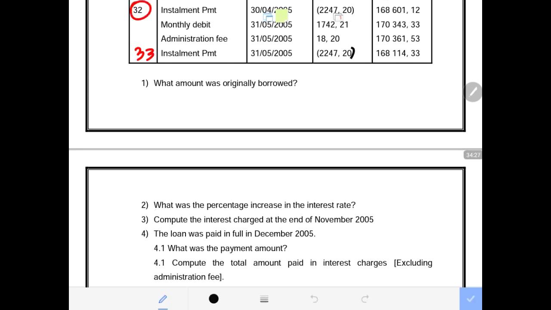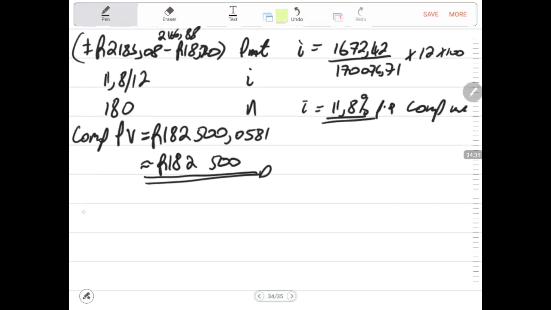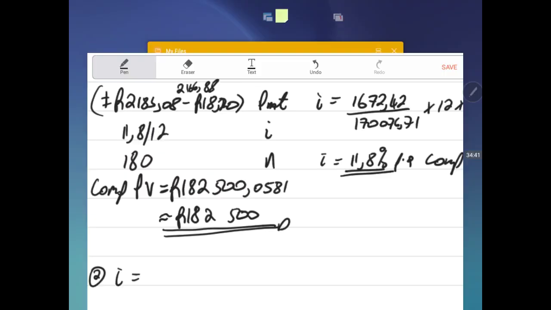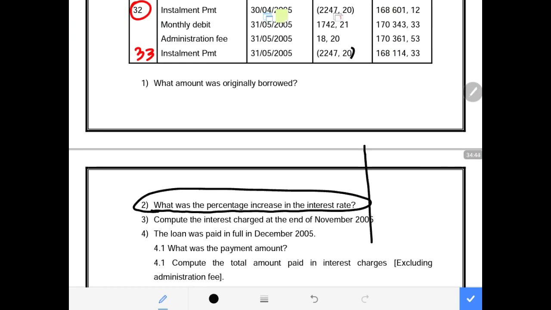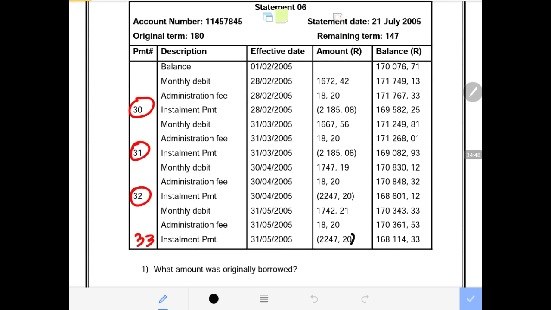Then we go to the second question after the statement has been analyzed thoroughly. Number two says, what was the percentage increase in the interest rate? We have already calculated the percentage increase, and now we are doing number two. Interest, it was the interest amount, we know that it went up in the month of April.